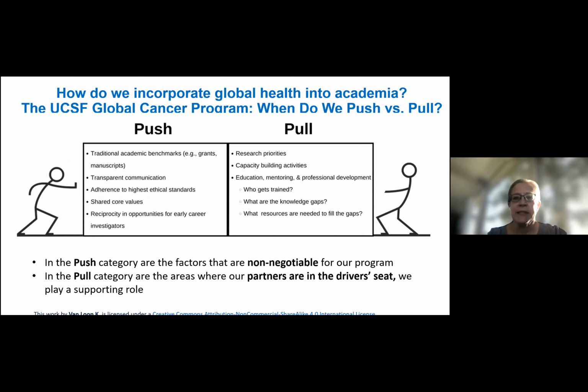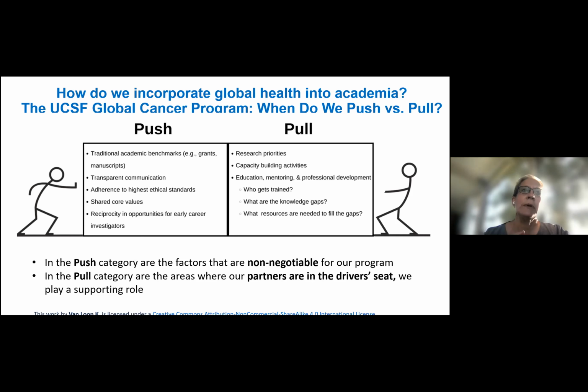How do we think about this at UCSF? One of the hats I wear is Associate Director of the Global Oncology Program in the Cancer Center. We've thought long and hard about this. When do we push and when do we pull? And what does push-pull mean in terms of approach to global oncology? As individuals in academic medicine, there are some traditional benchmarks: grants, transparent communication, adhering to ethical standards, shared core values, and reciprocity in opportunities for early career investigators.